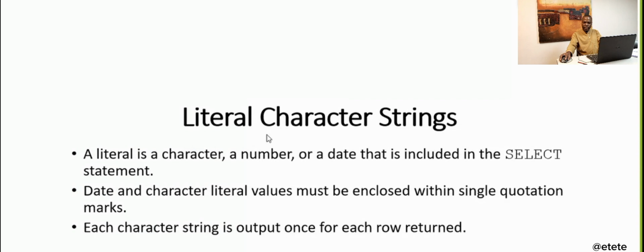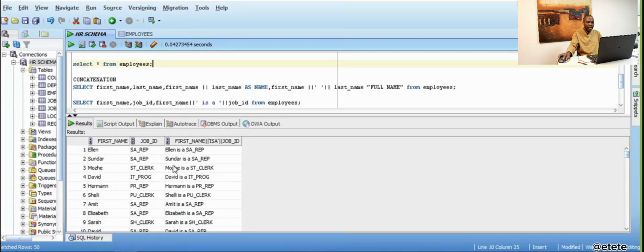Now look at literal. A literal is a character, a number, or a date that is included in select statement. It was never part of the database. You are including it in the select statement. Date and character literal values must be enclosed within single quotation mark. Each character string is output once for each row. That is what we are seeing here now.